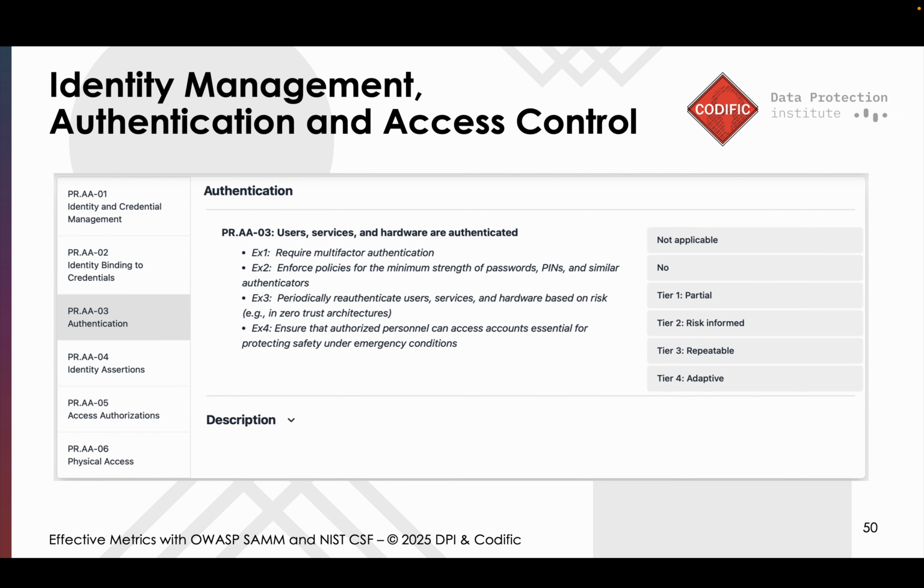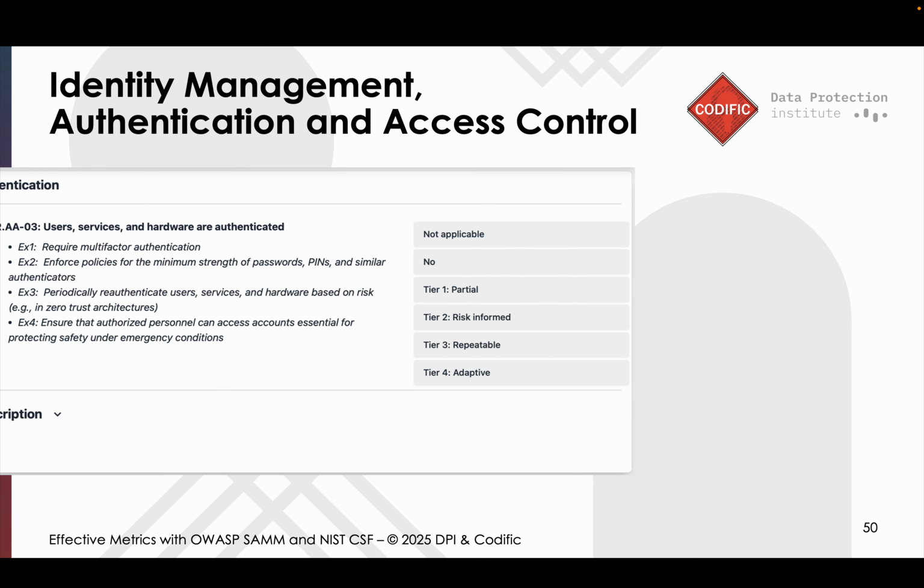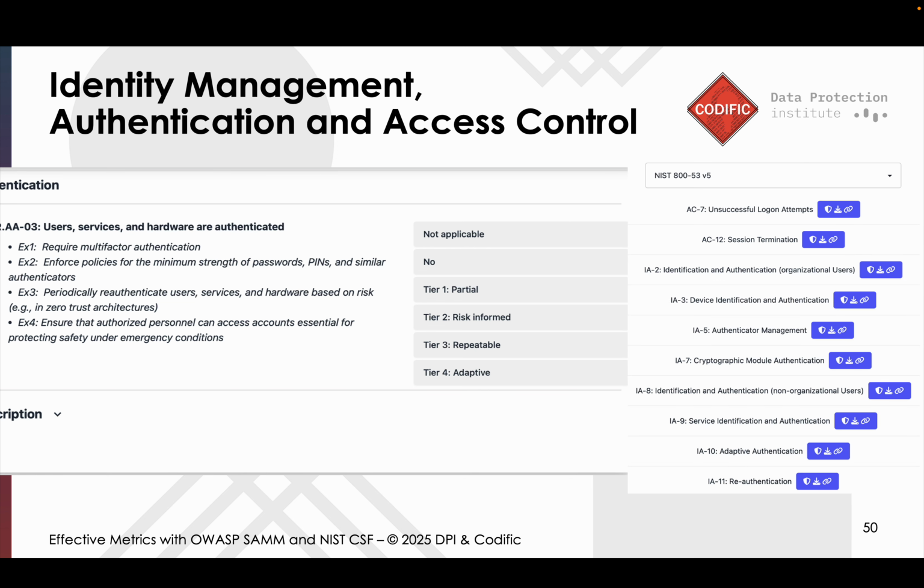That said, CSF goes a step further. NIST provides an official mapping to NIST 800-53 special publication, which is a detailed control framework. These controls are concrete risk mitigating actions. So if you use CSF together with 800-53, you get both the big picture strategy and the implementation depth.